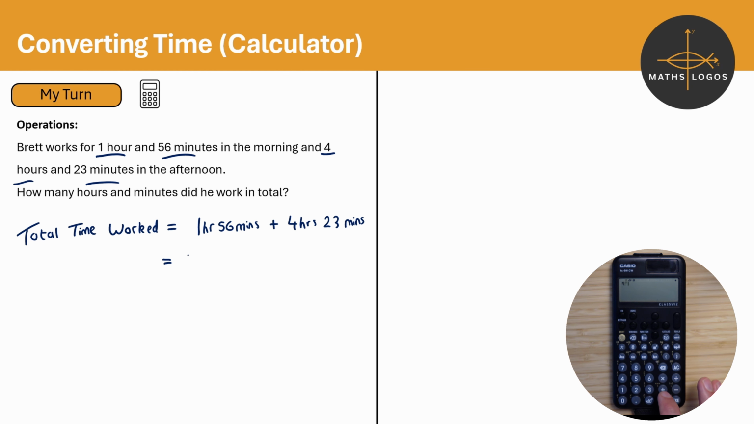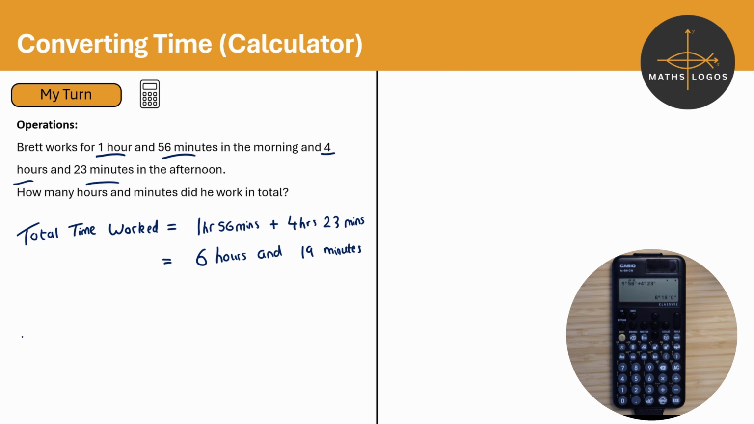So 1 shift plus, that's 1 hour, 56 minutes, shift plus. And then I can just hit the add button and then do the same thing. So 4 shift plus, that's telling my calculator 4 hours, and then 23 minutes. And my calculator will do this for me and give it to me in the right format. So if I hit the execute button, it tells me that he worked 6 hours and 19 minutes.